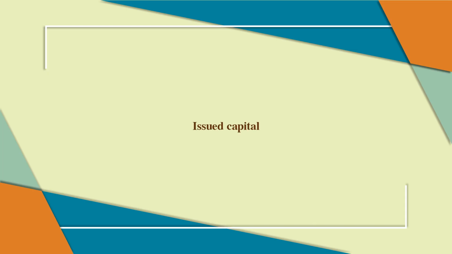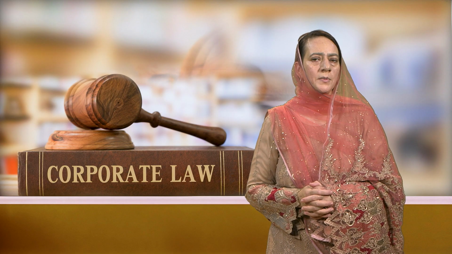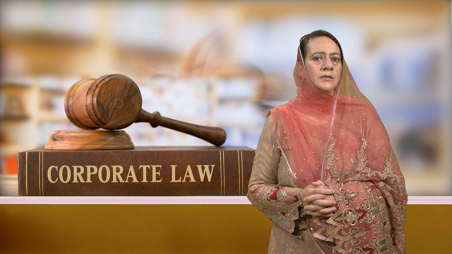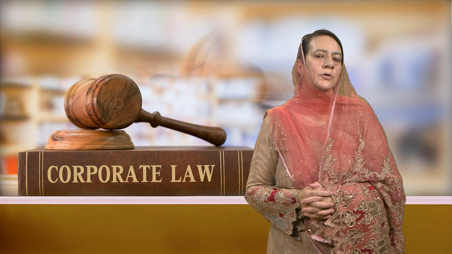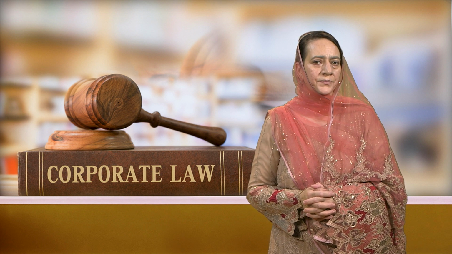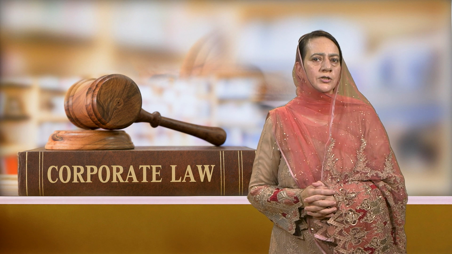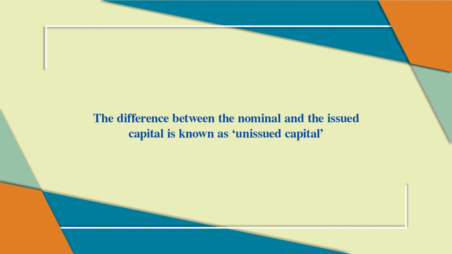The second category is issued share capital. It is that part of the nominal capital which is actually issued by the company for public subscription. A company need not issue the entire authorized capital at once. It goes on raising the capital as and when the need for additional funds is felt. The difference between the nominal and the issued capital is known as unissued capital, which can be issued to the public at a later date.